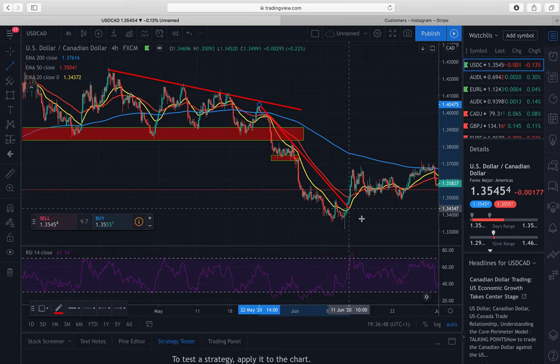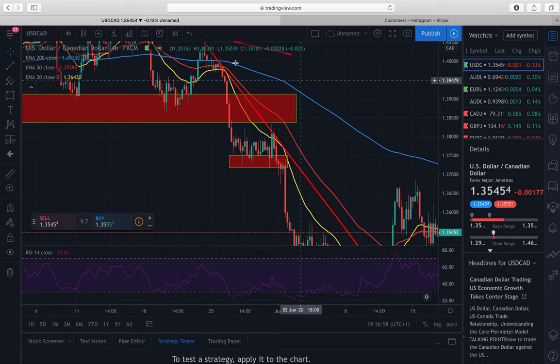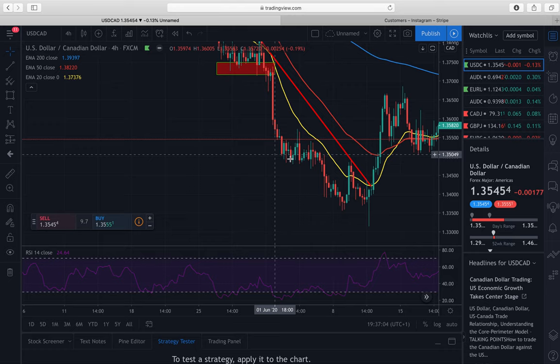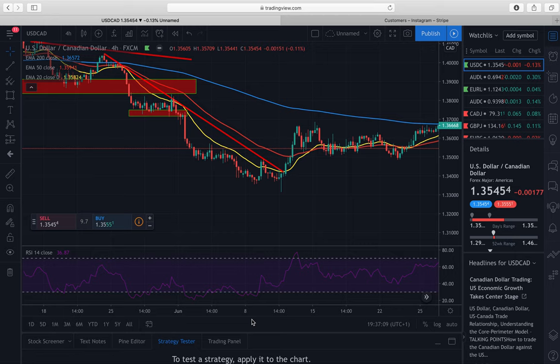So again here, I draw that in, I zoom in a little bit. It's basically a horizontal resistance region. So there's the start. It comes up into this region, you'd sell. Comes up to the line again here, you'd sell. And it's pretty much pinpoint, not in all cases, but in a lot of cases it is.